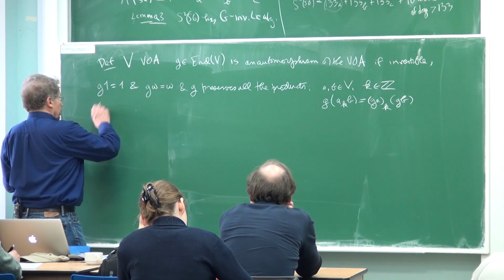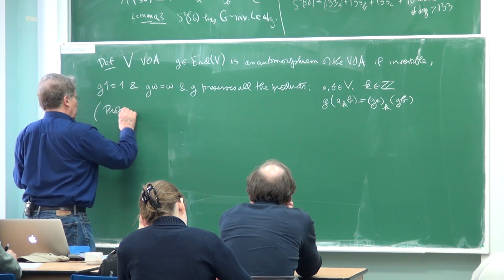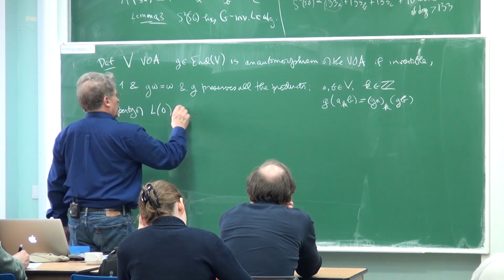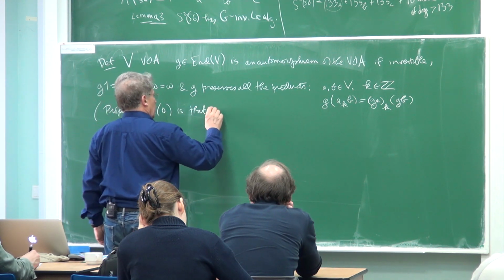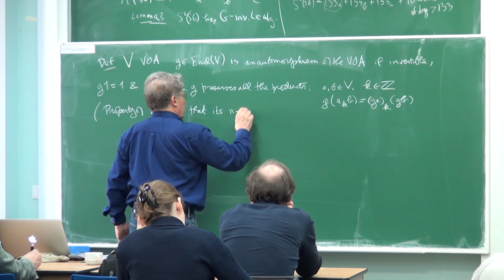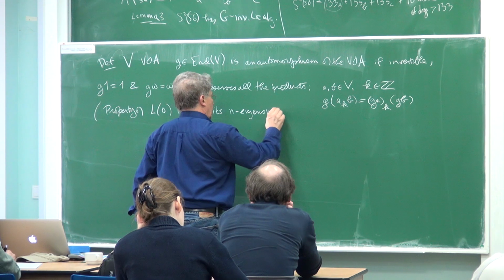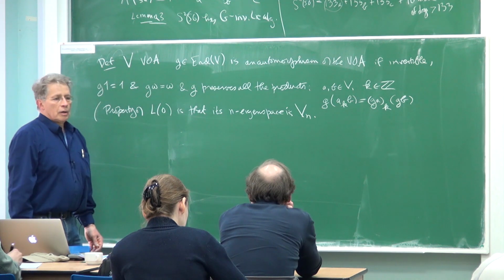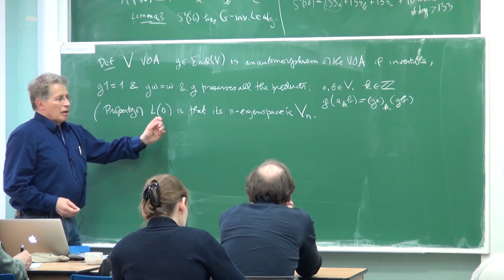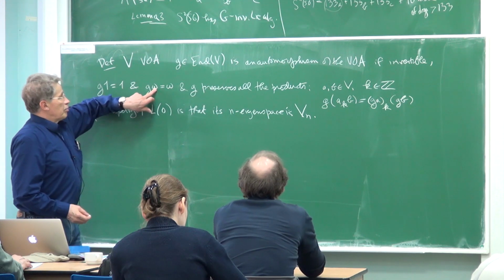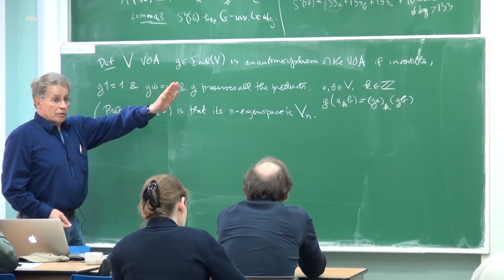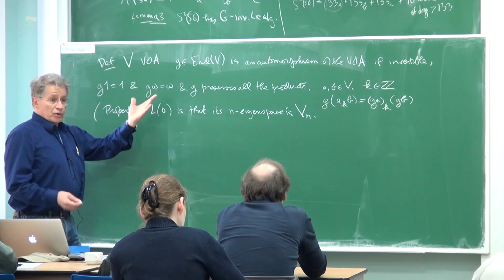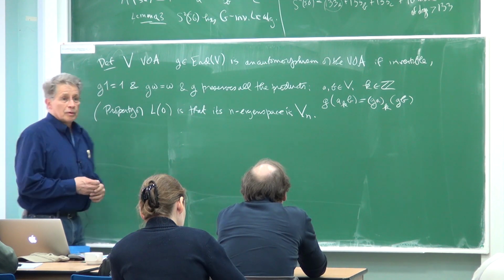Well, I mean, a property of L0 is that its n eigenspace is V sub n. That's not obvious. But given that G preserves omega, it'll preserve all the components of omega in the series. So it preserves all the L_m, and so it preserves their eigenspaces if they have eigenspaces.